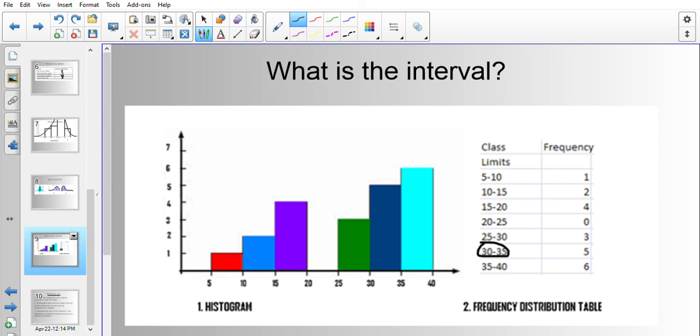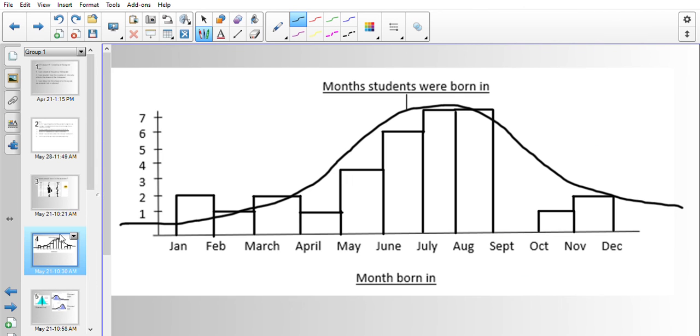Okay, so that's what an interval is. It's just the distance covered by each bar. So if we went back up to our original histogram, our interval would be 1 month. Or maybe you could just say 1 if we know we're talking about months. So our interval is 1 month. Each one of these bars covers a span of 1 month.